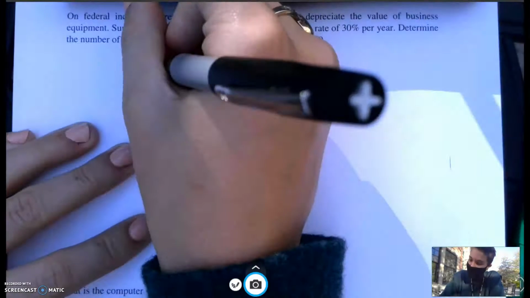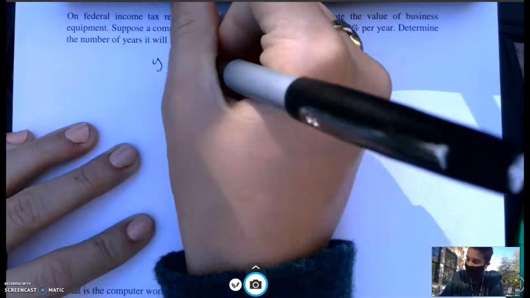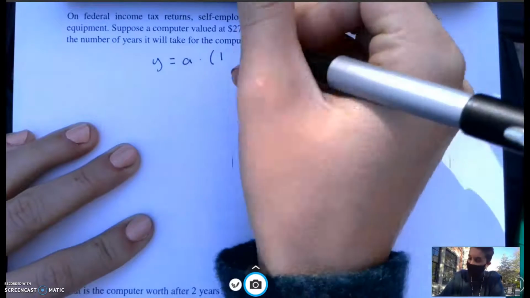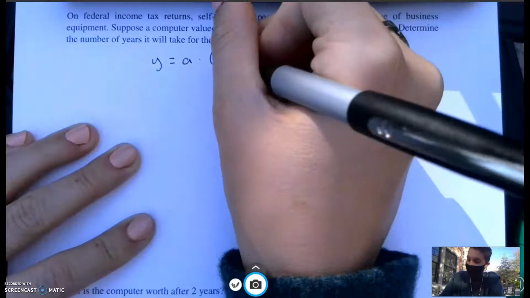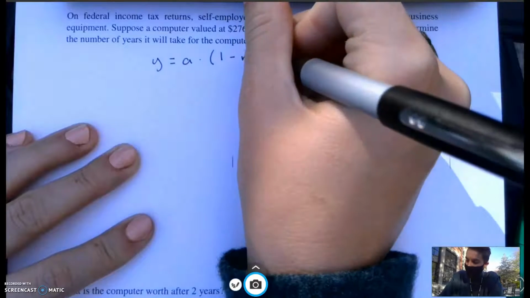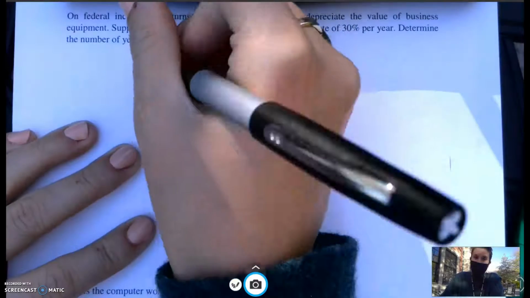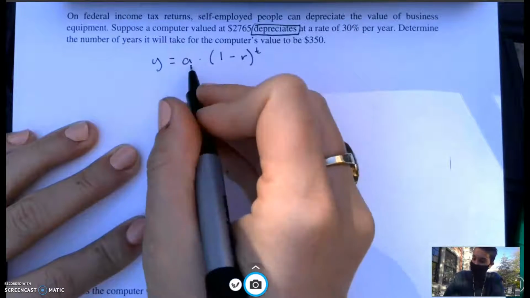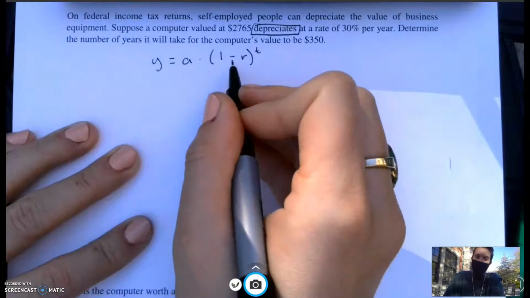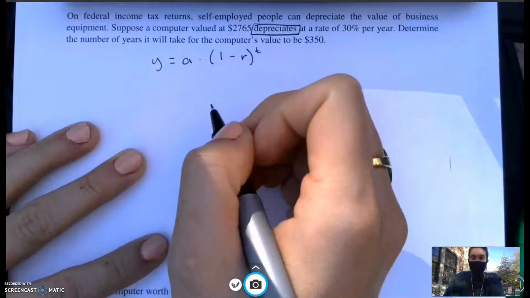So remember, same general formula, a times 1, instead of plus r, we have minus r, right, to the t. Everything else is the same. This is still the end, the start, the rate, and the time. We just changed the sign of our rate, right?